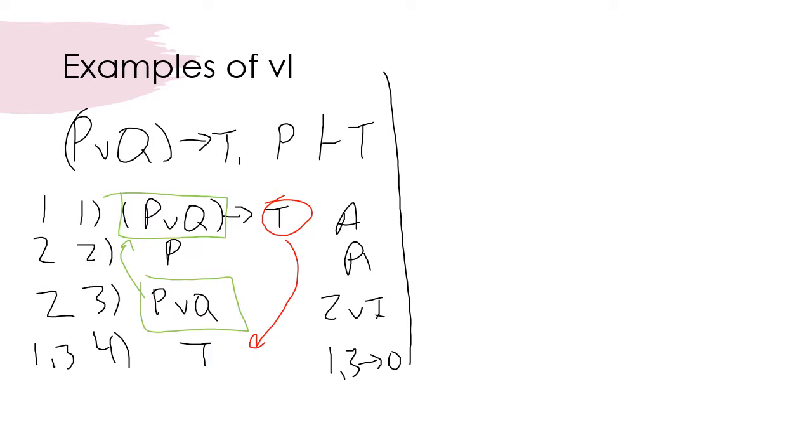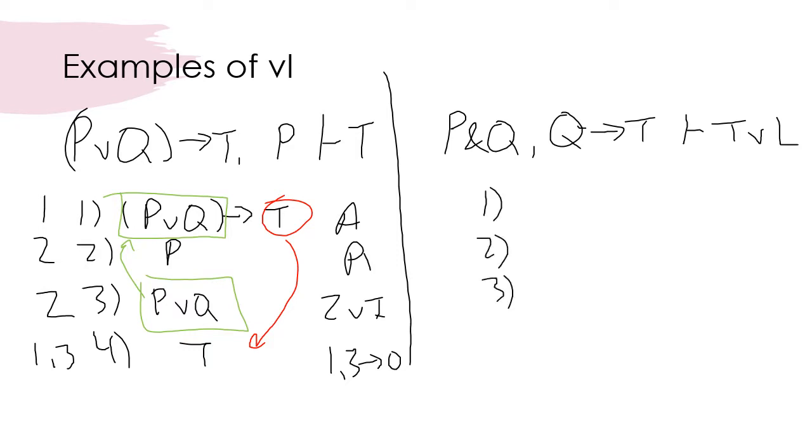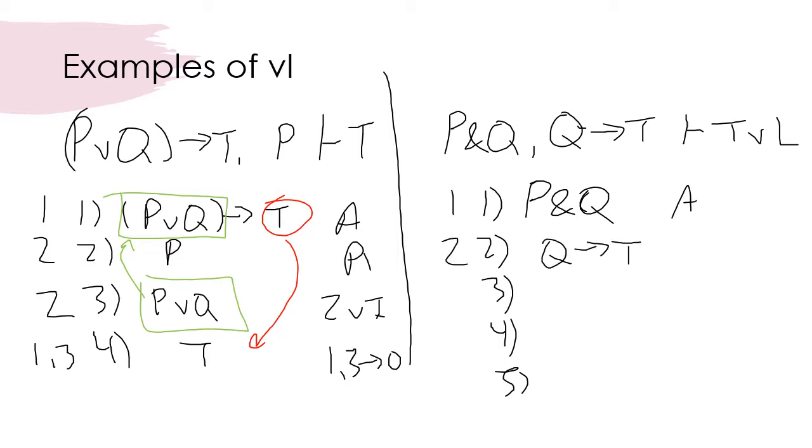Now let's try something where we have the wedge in the conclusion. So say we have P and Q, Q arrow T, therefore T or L. So same process as we do with all of our proofs, just list some numbers, write our assumptions. That's the first step. Now, we should look at our conclusion.